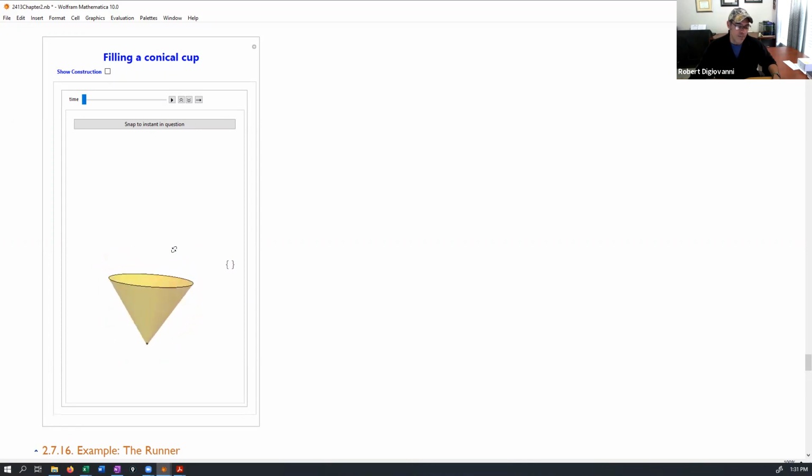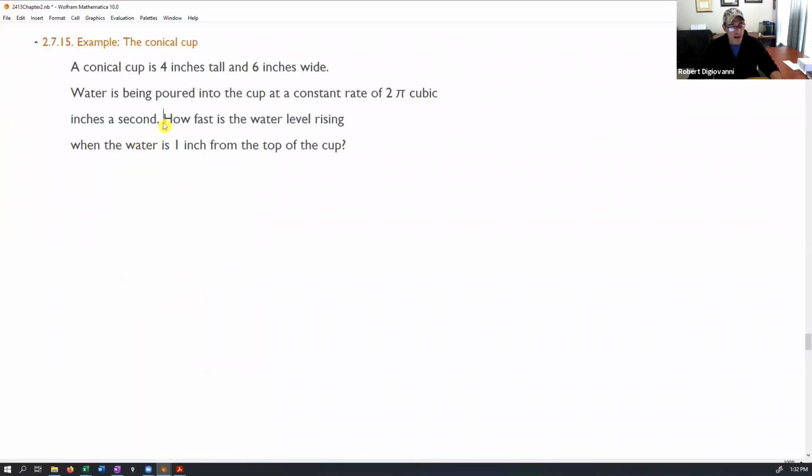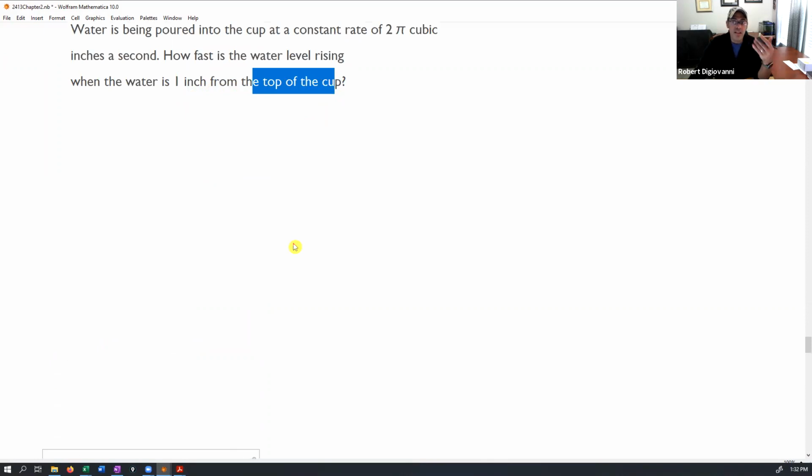We've got a conical cup, right? And we are filling it with water at a constant rate. So we're going to start pouring water into this. And what we're interested in is how fast the water level is rising at exactly the moment that it's 1 inch from the top of the cup. So let's just see it first.